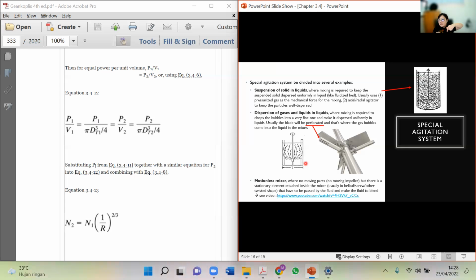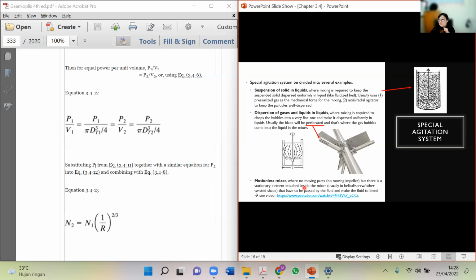Sometimes we have a mixer, but there is no agitator. We call it a motionless mixer or static mixer. There is no moving part at all, so no moving impeller and no moving agitator. But there is a stationary element attached inside the mixer.